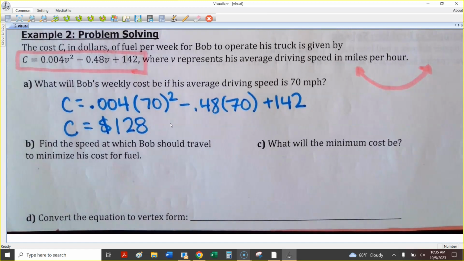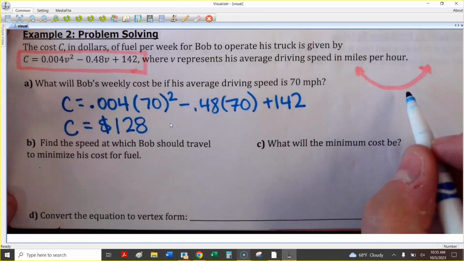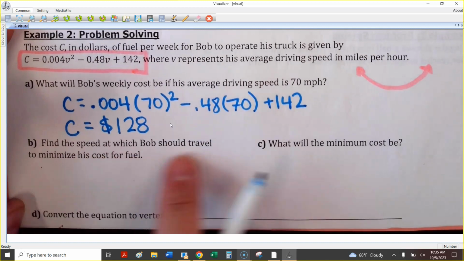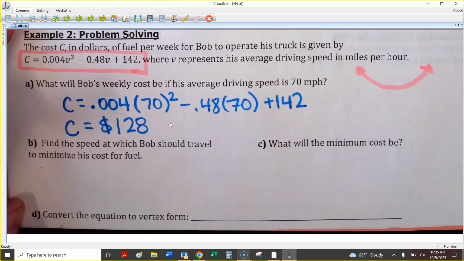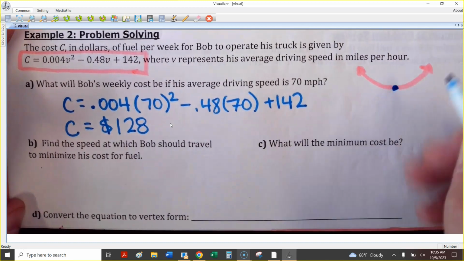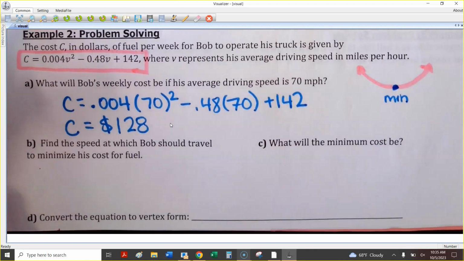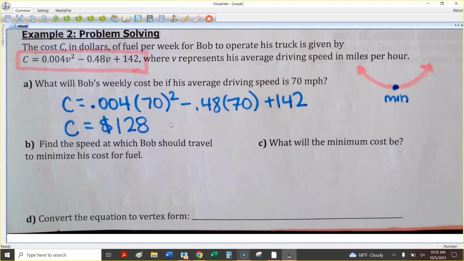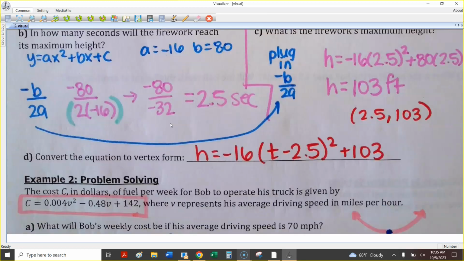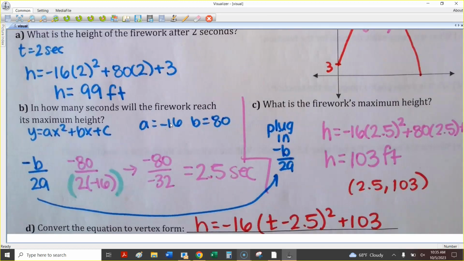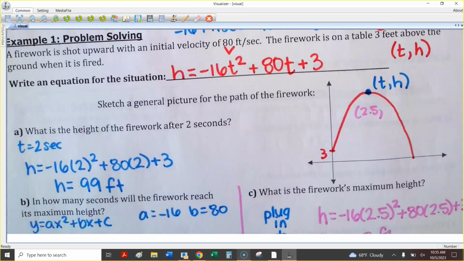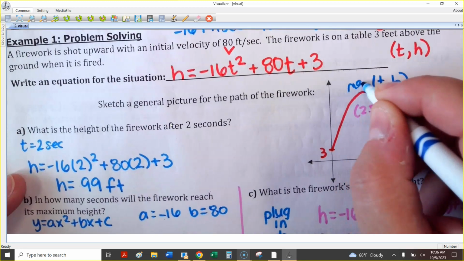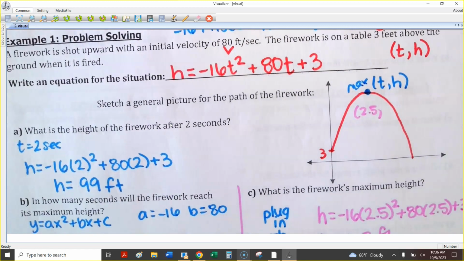but it would turn up like that. So in this case, it's going to ask you to find the speed at which Bob should travel to minimize his fuel costs. This graph would have a minimum because the parabola would turn like that. So the minimum would be at the bottom. You can't have both min and max. It's one or the other. So the question we just did, let me pull this back down for a second. On this question, the way the parabola turned, this would be a maximum. So it made sense they were asking us for the maximum height.